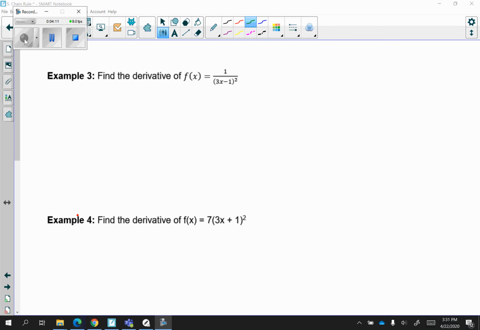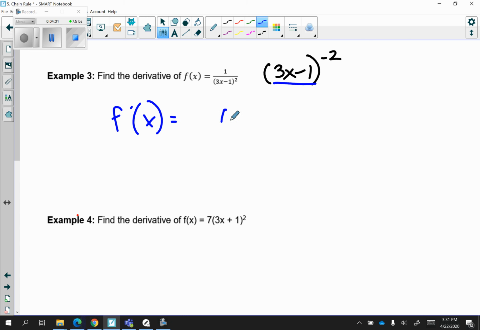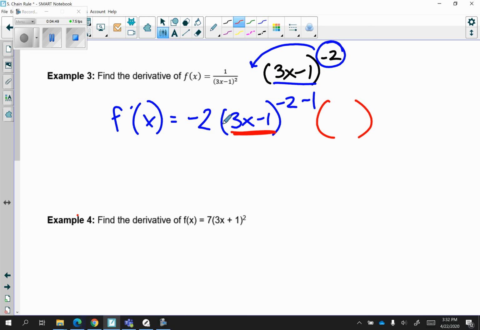Let's look at the next, example 3. Find the derivative of f of x is equal to 1 over 3x minus 1 squared. So again, I'm going to rewrite this as 3x minus 1 to the negative 2 power in the numerator. So then what I'm going to do is I'm going to keep the inside, so that's 3x minus 1. I'm going to bring the negative 2 to the front times 1, which is just negative 2. I'm going to take the negative 2 and minus it by 1 using the power rule times the derivative of the inside, which is just 3. So let's put this together.